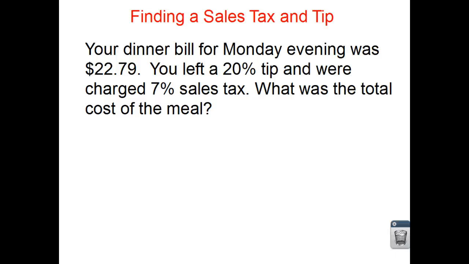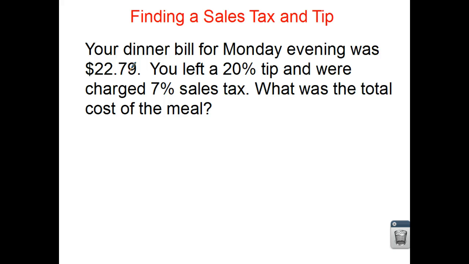Your dinner bill on a Monday evening was $22.79. Now, when you go to dinner at a restaurant, you have to leave what we call a tip or a gratuity. So if you left a 20% tip, and then you were charged 7% sales tax, you need to figure out what the total cost of the meal was.